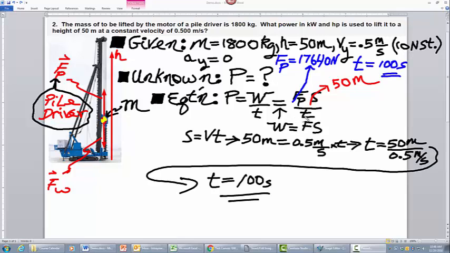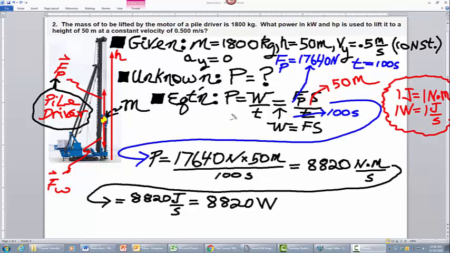To find the time, we notice that the velocity along the y-axis is constant. So we write down the equation for uniform motion, or constant velocity. Displacement is velocity times time. We substitute in numerically. For displacement, we have the height of 50 meters. For the constant velocity, we have 0.5 meters per second times the unknown, which is the time. Solving algebraically, we get that the time is 50 meters divided by 1/2 of a meter per second, or 100 seconds. We add t is 100 seconds to our list of given quantities.